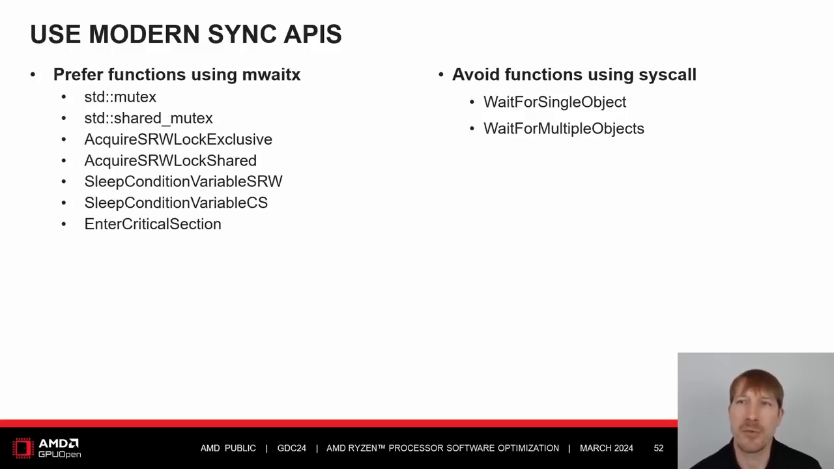Here's a list of some preferred modern sync APIs which include the efficient mwaitx instruction. std::mutex, AcquireSRWLock, SleepConditionVariable, and InitializeCriticalSection. Avoid or minimize functions with syscall instructions such as WaitForSingleObject and WaitForMultipleObjects.